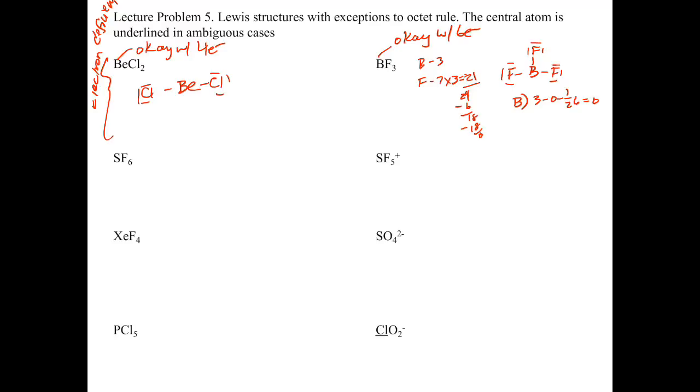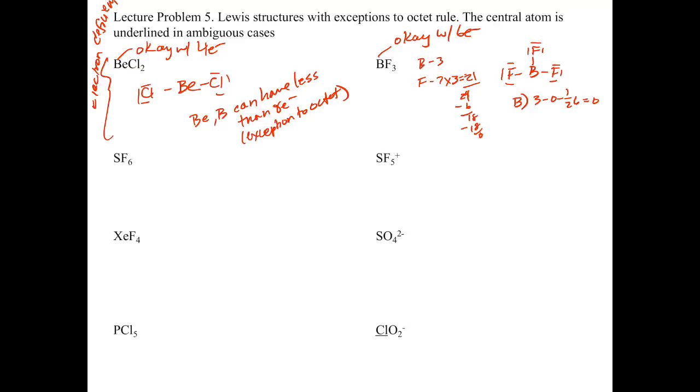So beryllium and boron are examples where you can have less than the 8 electrons around it. They're called electron deficient examples. I just wanted to point that out because those are two other exceptions to the octet rule. That's not expanded octet. So let's look at one or two examples of expanded octet.